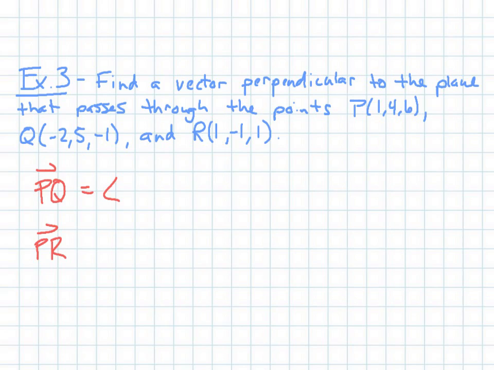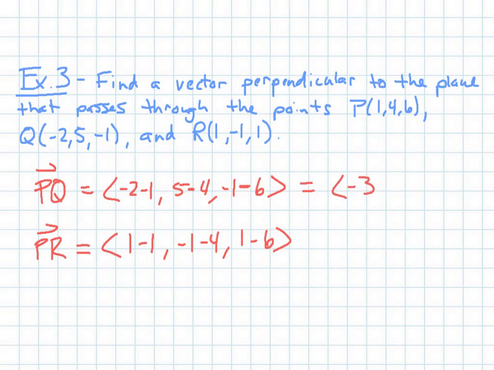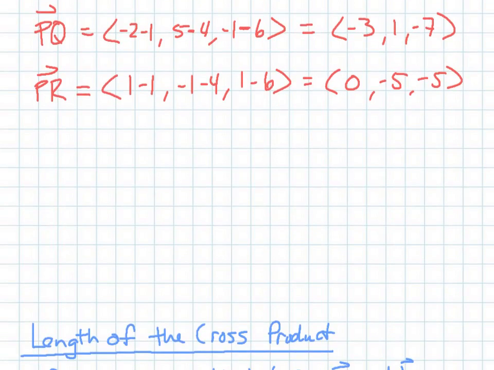So that means that I get negative 2 minus 1, 5 minus 4, and negative 1 minus 6. And then for PR, I get 1 minus 1, and then negative 1 minus 4, and then 1 minus 6. Okay, and so that gives me negative 3, 1, negative 7, and then the other one would be 0, negative 5, negative 5. Okay, so using those two vectors, now I need to take the cross product of them.